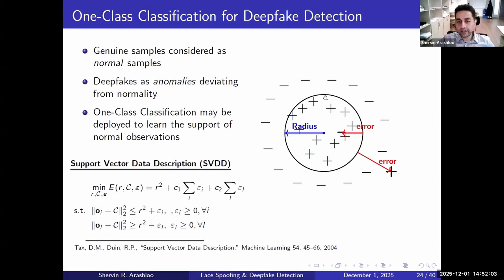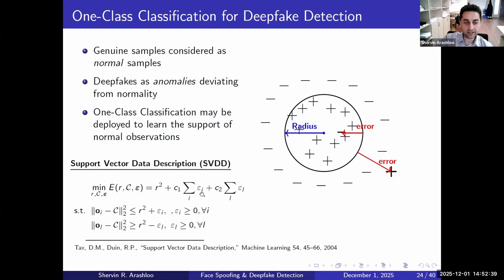This is the idea. Given a collection of positive samples, the method is trying to enclose them in a circle or a hypersphere in a higher dimensional space, such that the radius is minimum. So the hypersphere should be as tight as possible. The number of negative samples that are inside the hypersphere should be as small as possible. The number of positive samples outside that hypersphere should be as small as possible. So this is the optimization problem that they have suggested.